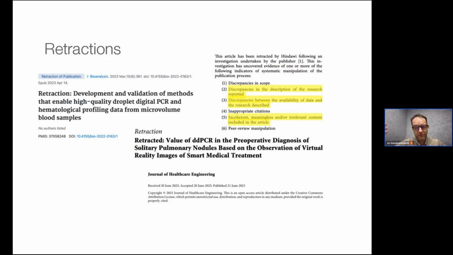Several examples, I just showed 2 here. And one paper in which the editorial board expresses 5 concerns before they retracted the paper, that there were discrepancies in the description of the research reported, discrepancies between the availability of the data and the research described, but most appalling, incoherent, meaningless, and or irrelevant content included in the article on applying digital PCR to supposedly advance science.